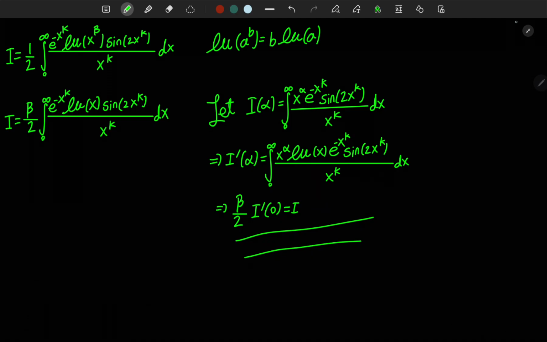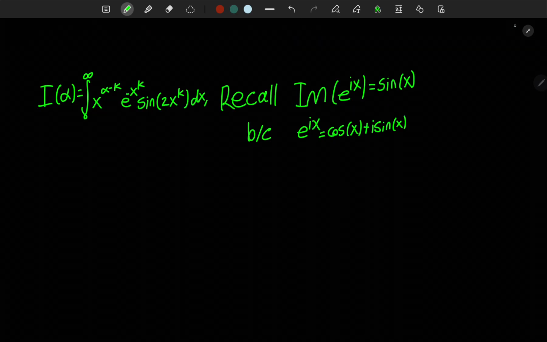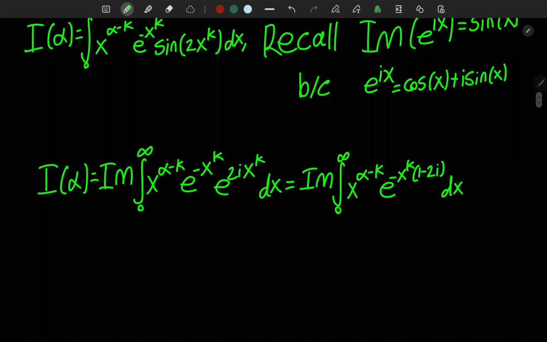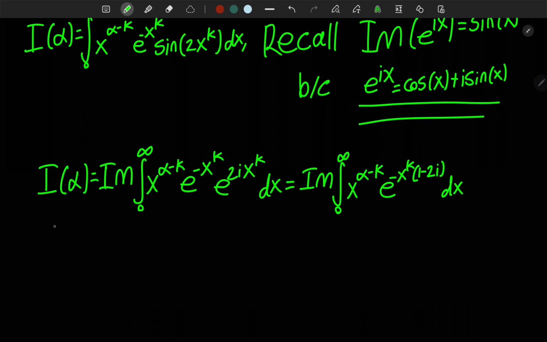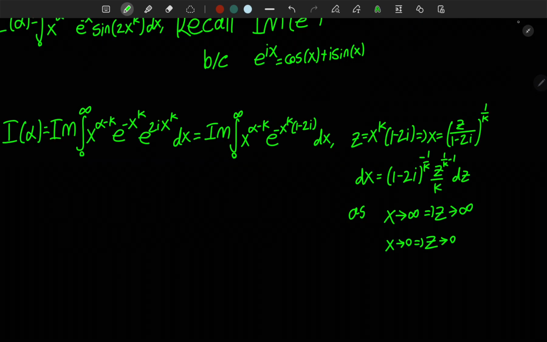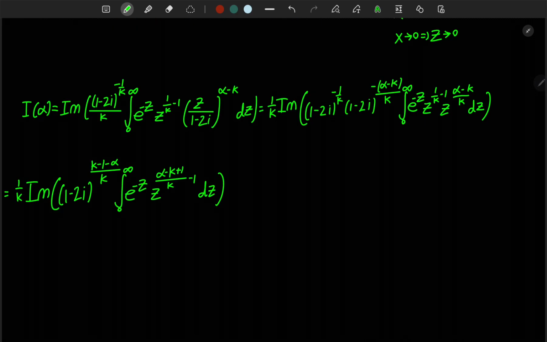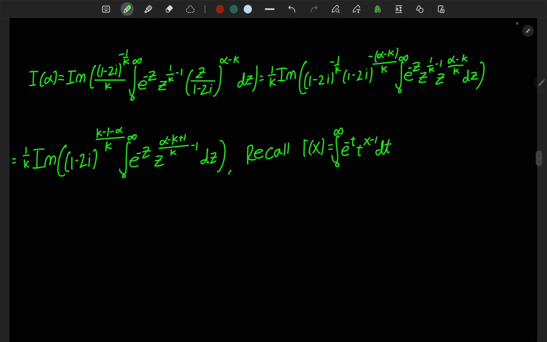Next, recall that the imaginary part of e to the ix equals sine of x, because e to the ix equals cosine x plus i sine of x. After using Euler's formula right here, we find ourselves at this representation for I of alpha right here. Next, make the substitution, let z equal x to the k times 1 minus 2i, and we see our limits right here are not bothered. Going through with the substitution, we find ourselves at I of alpha equals this guy right here.